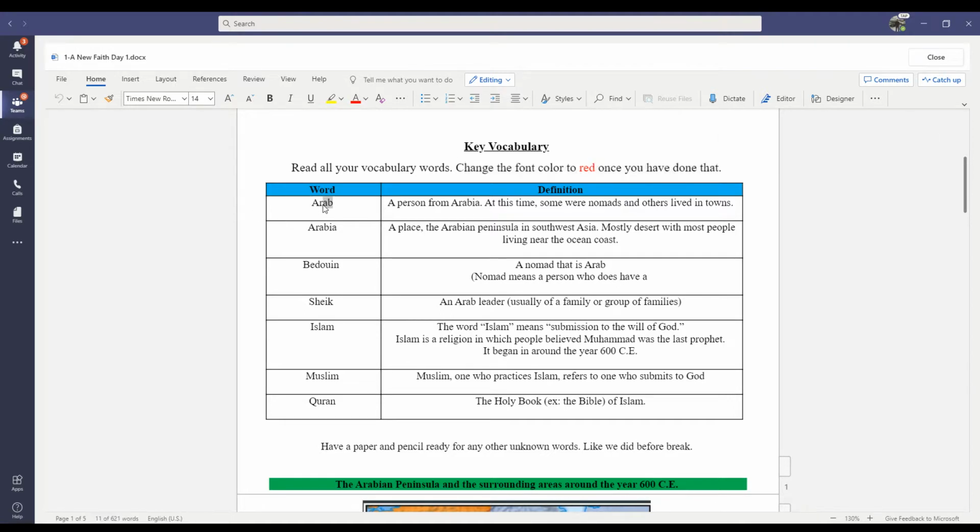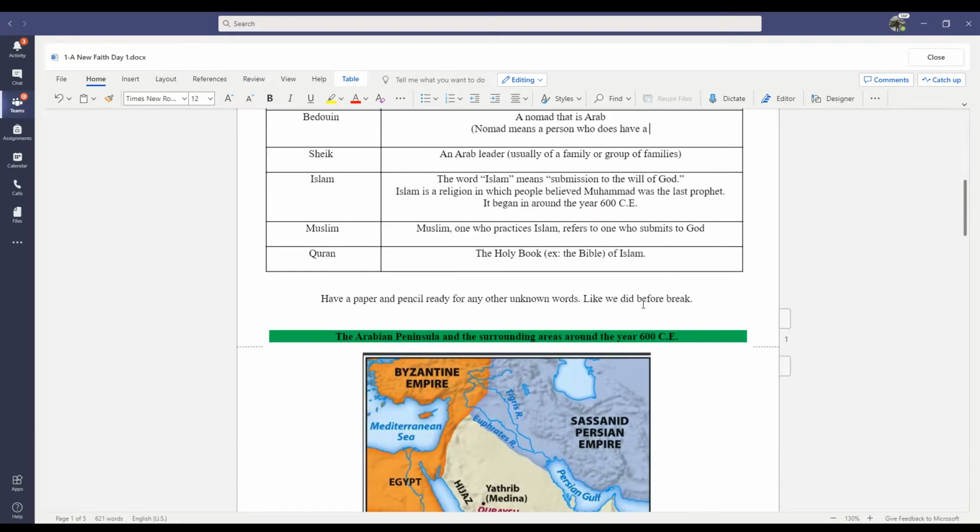So you'll just go here, highlight the word like Arab. When you finish reading that, you'll do that. I forgot to finish my definition for nomad on there. Sorry about that. So you guys can just Google that to look it up.